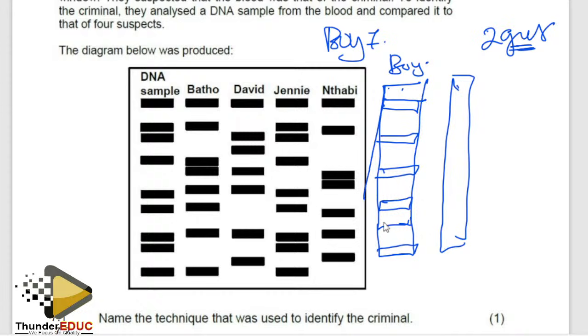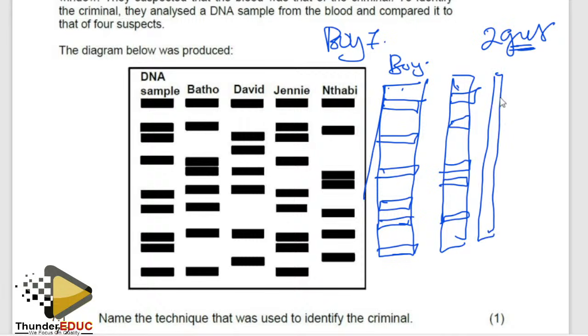You have the profile of the mother there. And then now you have the first profile of the first guy.